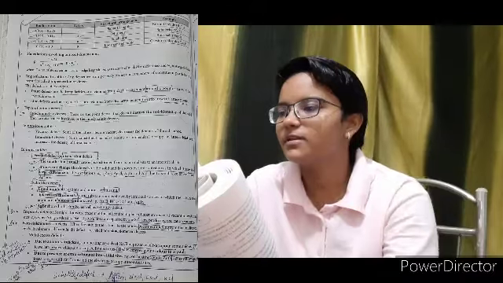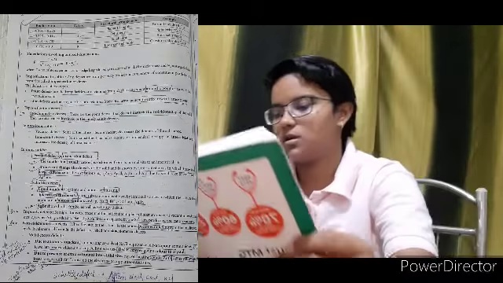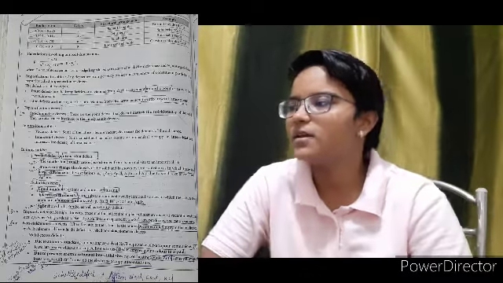Now, when the radius ratio lies between 0.155 to 0.225, then coordination number is 3, and structural arrangement is planar structure. Example is B2O3, boron trioxide. And when the radius ratio lies between 0.225 to 0.414, coordination number is 4. Structural arrangement is tetrahedral. Example is sphalerite, ZnS.